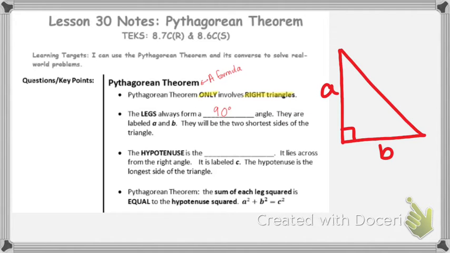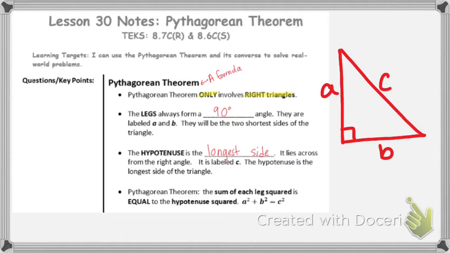Okay, let's go again. The longest side lies across from the right angle, so we're talking about this part right here. It's labeled C, and the hypotenuse is always the longest side of the triangle. So we have A and B, which are the legs, and side length C is going to be the hypotenuse.